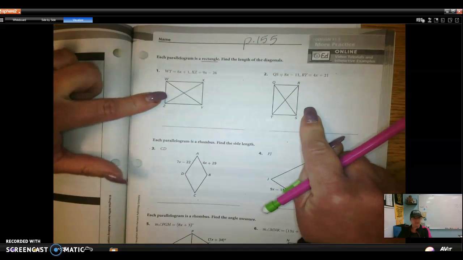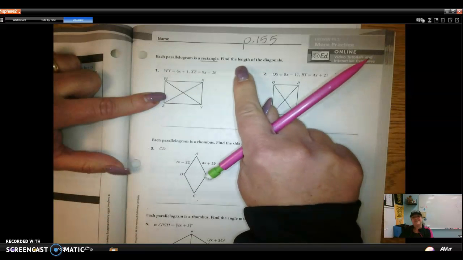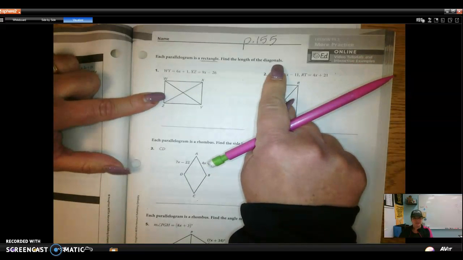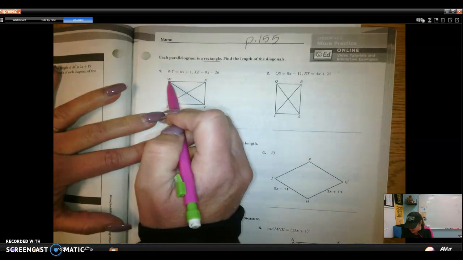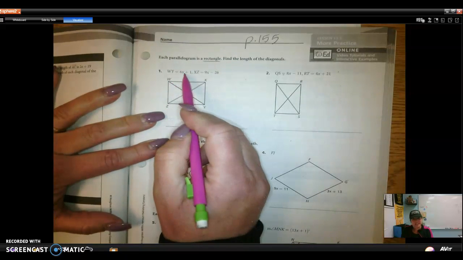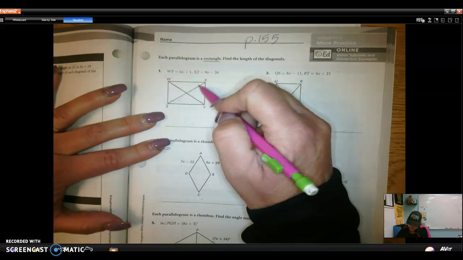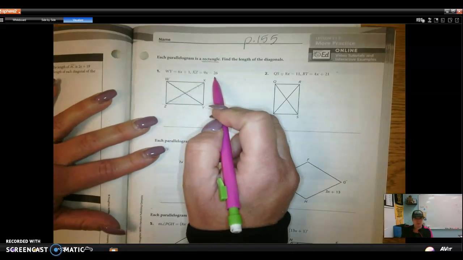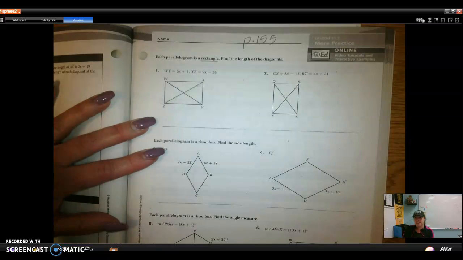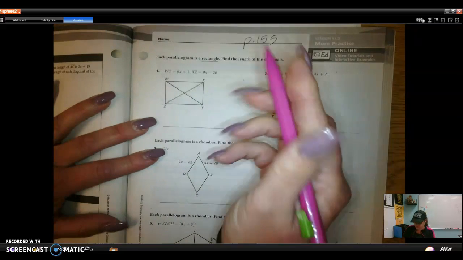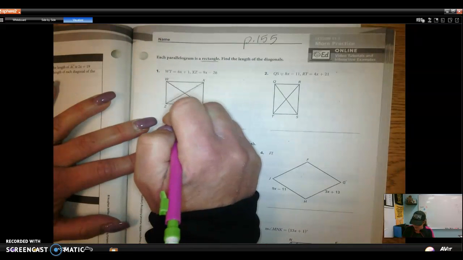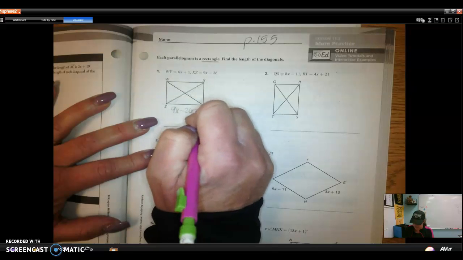So these are definitely rectangles, and we have to find the length of the diagonals. I know that WY, which is 6x plus 1, and XZ, which they have listed as 9x minus 26, the diagonals on a rectangle are actually equal to each other. So that's what I'm going to do. I'm going to set these equal to each other.